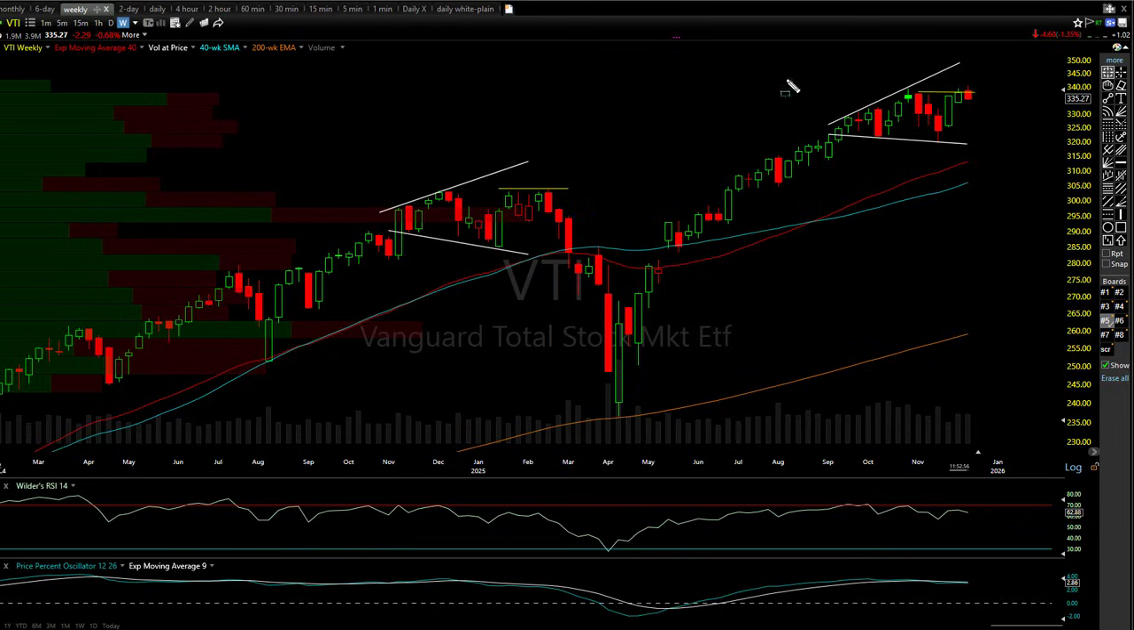And so just like SPY, it has what I've noticed is called a broadening wedge pattern, aka megaphone pattern. And I've shared a strategy with you in recent videos.